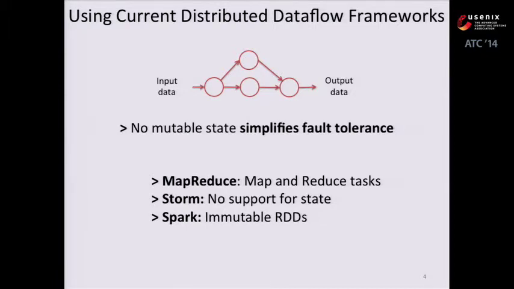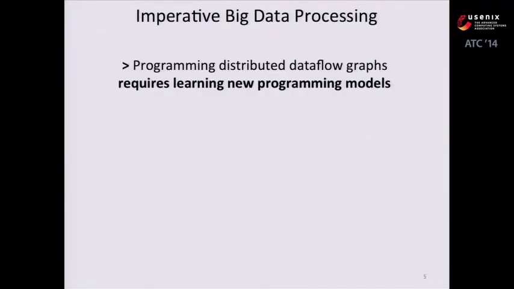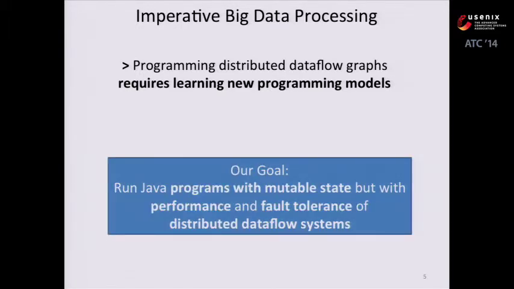When you look at Spark, for example, they have richer abstractions to provide more powerful ways of processing data, but they don't have mutable state either. The issue here is that this lack of mutable state is very good for fault tolerance, but it also requires new programming models. The challenge is that many users of these big data platforms don't really have the skills to understand those new programming models and to rewrite all their algorithms. Hence, the goal of our work is to run Java programs that have mutable state, but with the performance and the fault tolerance of current big data platforms.